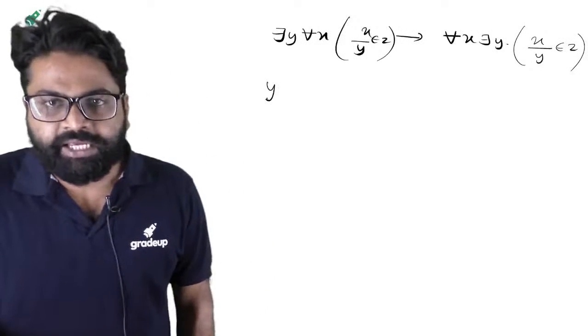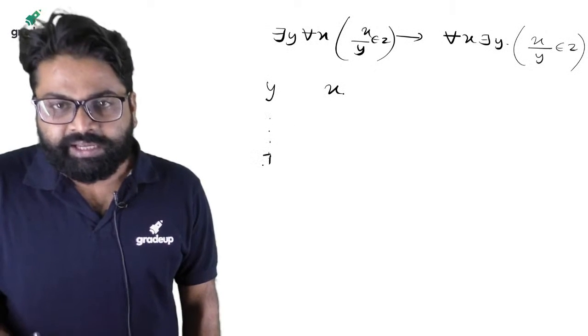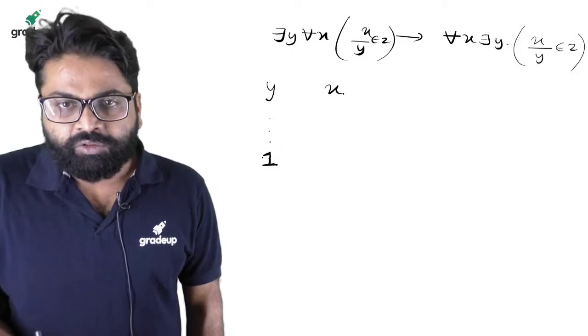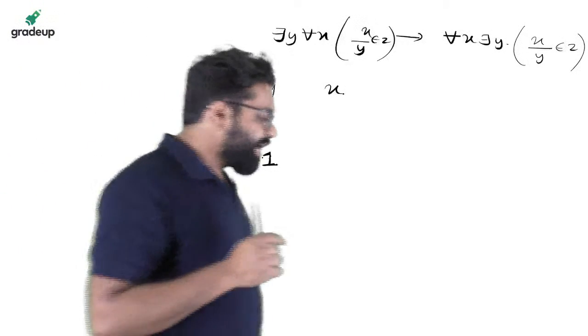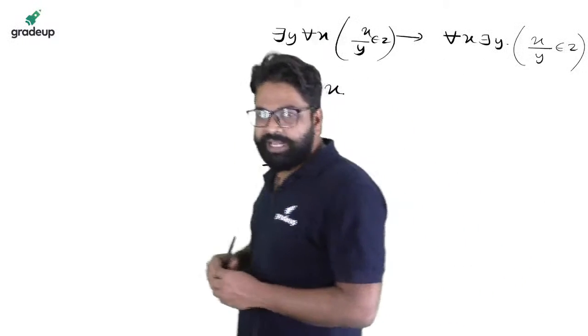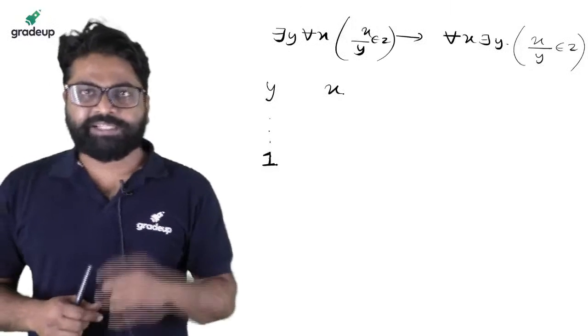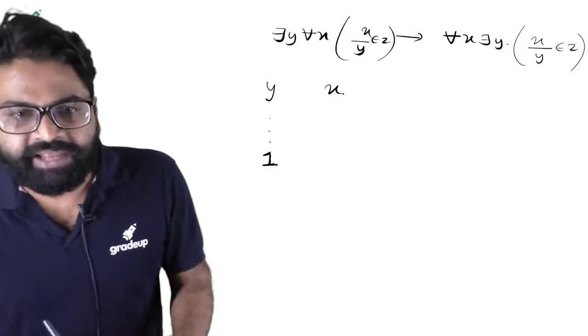See, here you will have y and here you will have x. Is there any element? Okay, here you will get 1. So what does the left side say? Is there any element of y that will divide all the elements of x? Yes, we'll have that. And what is that? That is nothing but 1.